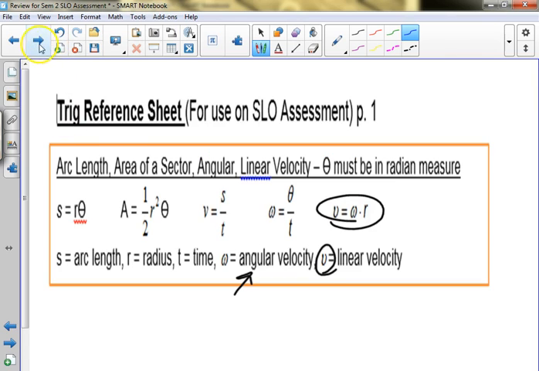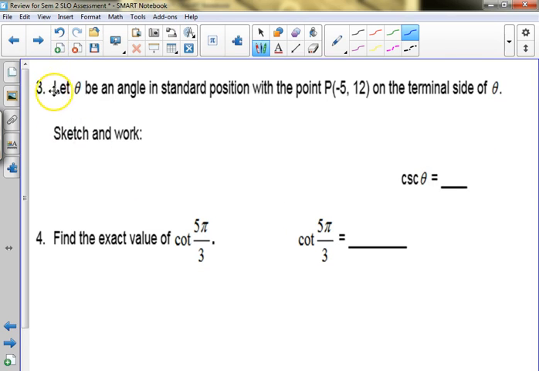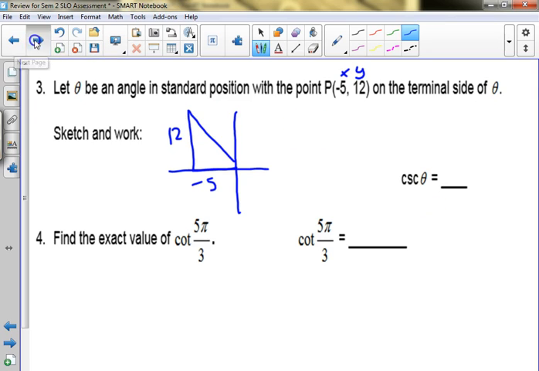Number 3, let theta be an angle in standard position with the point. Here's an X, here's a Y. What quadrant am I in? Negative 5, up 12, okay? Find the cosecant. I can use my reference sheet if I need to. Somewhere it says cosecant on the reference sheet. What is cosecant? And what is sine?